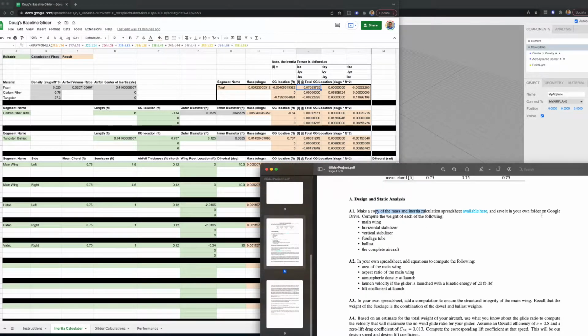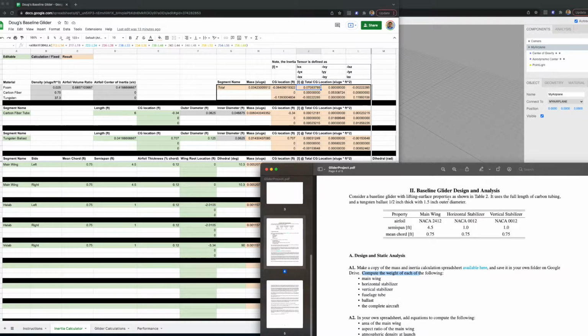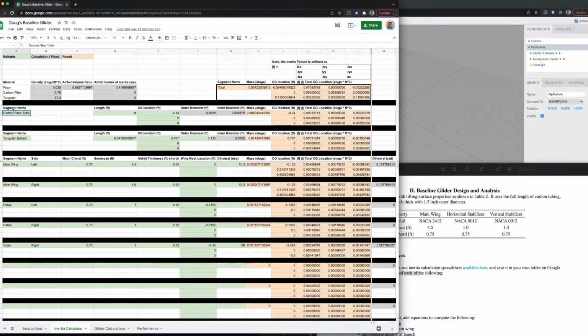So we're going to save that to our own Google Drive and then compute the weight of each of the following. So we have all the information about this, for each of these components based off of this geometry here, as well as the information about the ballast and the carbon tubing. So all I've done here is entered that information. And so I'm going to walk through this process. For example, all the green things here are editable. The gray ones are calculations that you can't touch. And then the peach color here are results that you might be interested in.